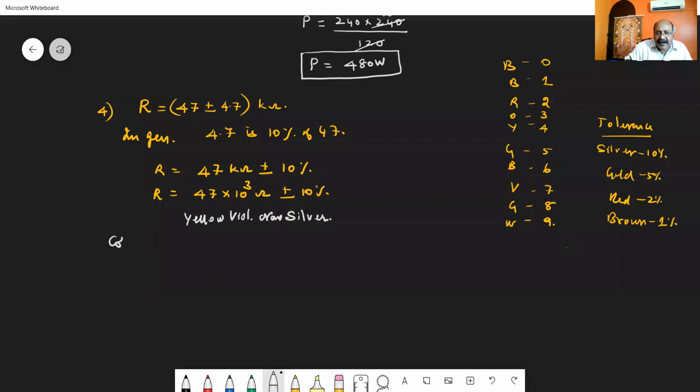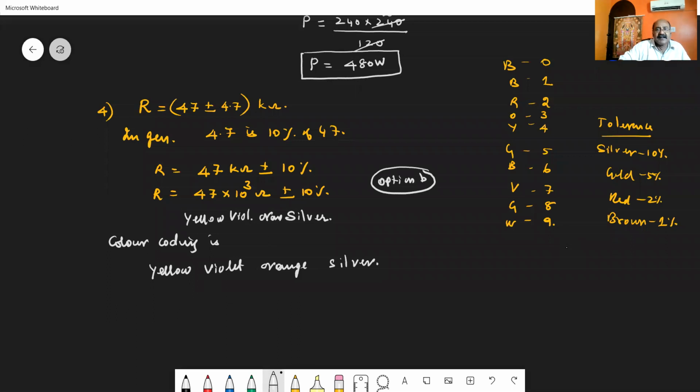So the color coding we have to write is yellow, then violet, then orange, then silver. That is the answer. So the option is yellow, violet, orange, silver. Option B is the correct answer. Hope you have understood.